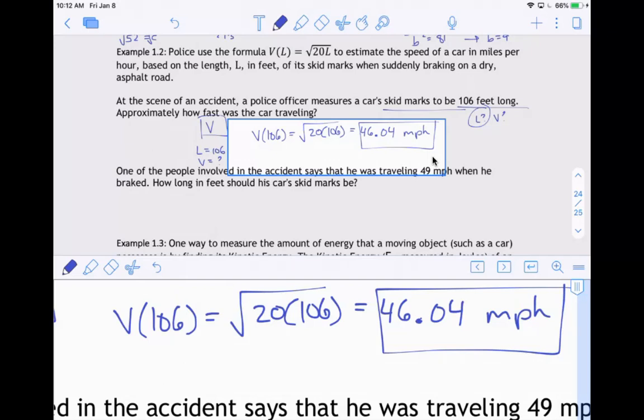That's insane. I usually drive like 60, 70, 80 on the freeway. Imagine if this person was on the freeway. It would take so long for them to stop. Oh my goodness. Okay. All right.